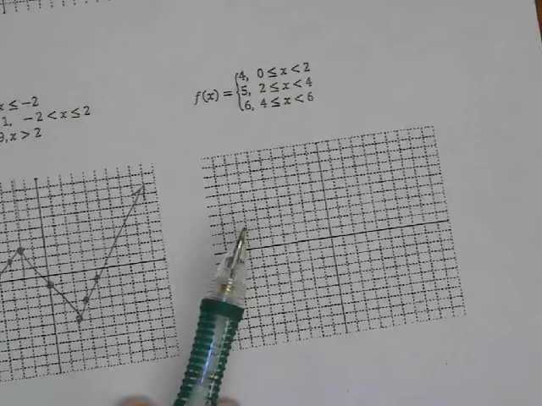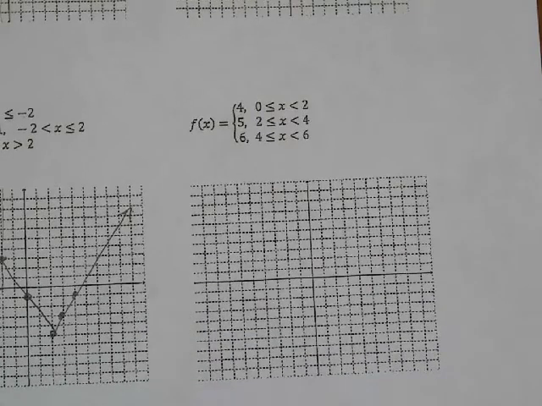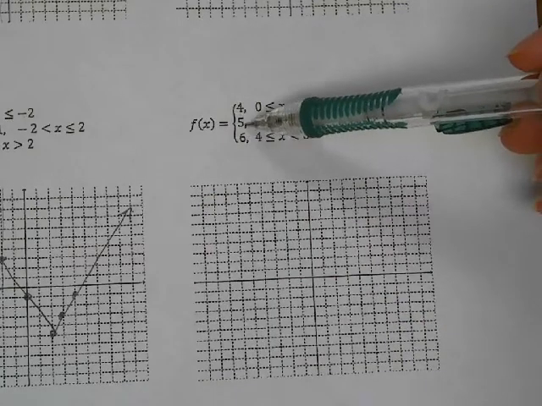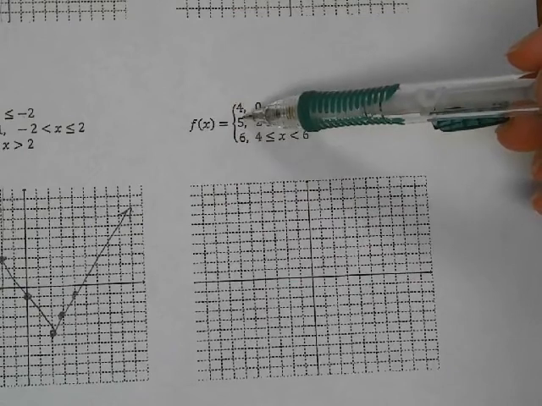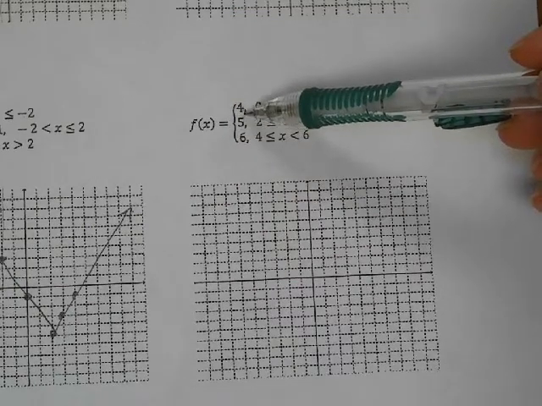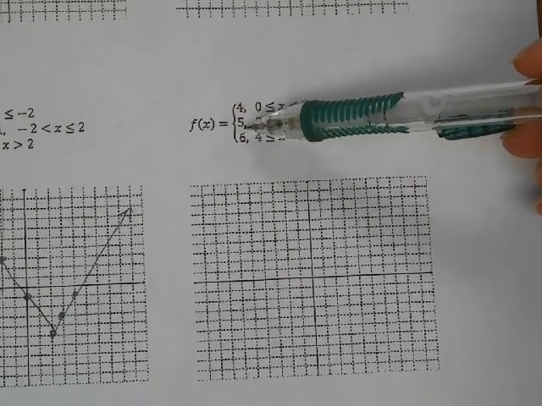The last example of graphing from a given piecewise function looks a little different. If you'll notice here, there's no x's. So it doesn't matter what I put in for x, I'm going to still just get y equals 4, y equals 5, y equals 6.